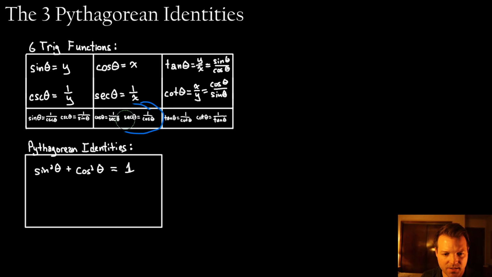And can I erase this? Yes, there we go, without erasing everything else. Very good. All right, so let's go ahead and do that. I'm going to start with the Pythagorean identity, and that's where you always start, by the way. That's our base here. The Pythagorean identity says sine squared of theta plus cosine squared of theta is equal to 1.